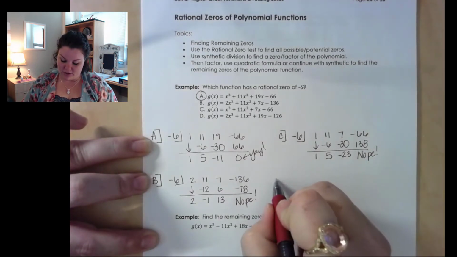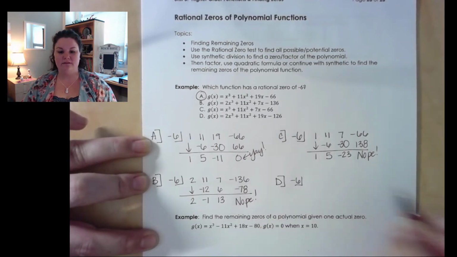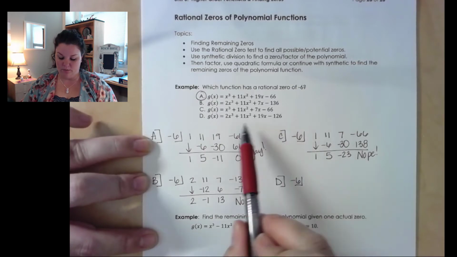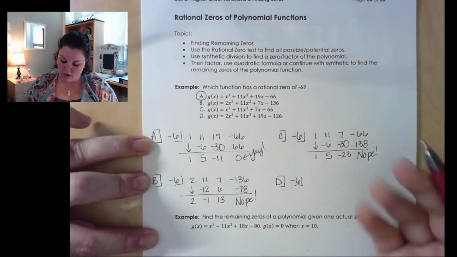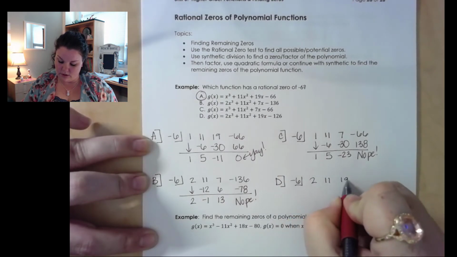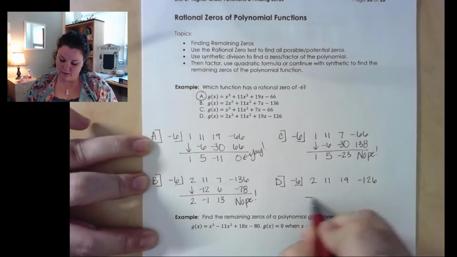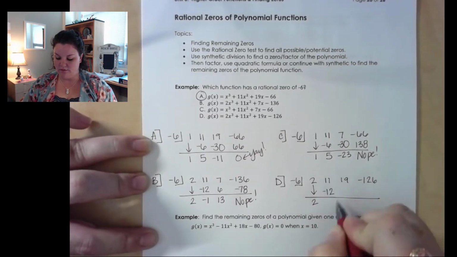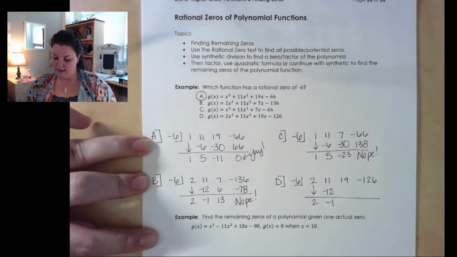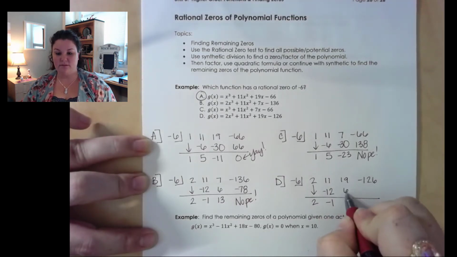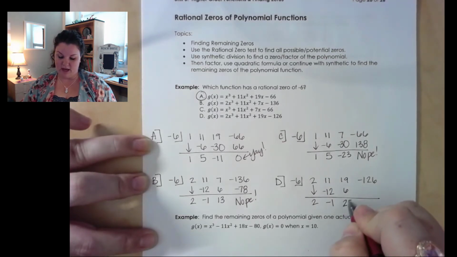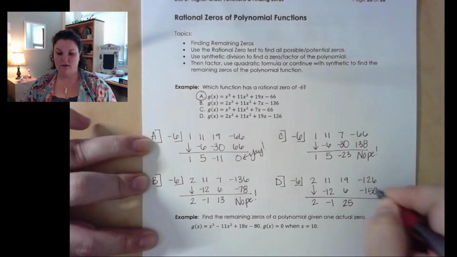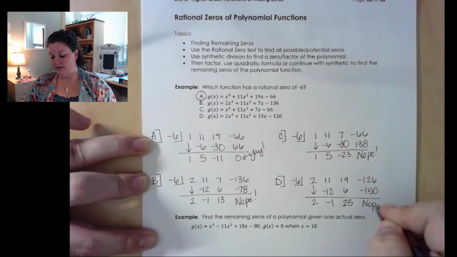Then we check our last function, our D function. We put -6 in our synthetic house and check to see if we get a 0 remainder. Now we're using 2, 11, 19, and -126. We draw our line and bring our first one down. 2 times the -6 in my box gives me a -12, which combines down to a -1. -1 times the -6 gives me 6, which combines down to 25. 25 times the -6 is -150. So again, nope, that does not give us a 0.